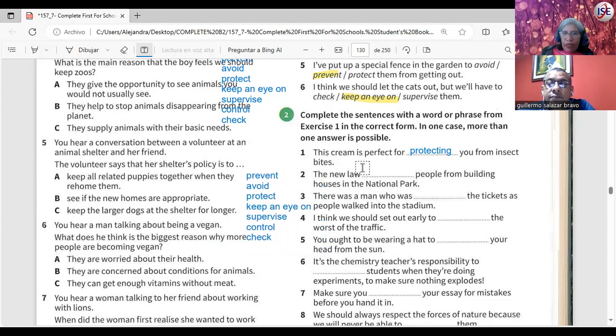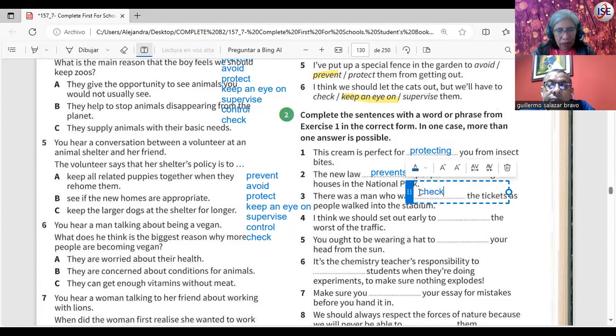The new law prevents people from building houses in the national park. There was a man checking the tickets as people walked into the stadium. Who was checking? Verify something that is material.